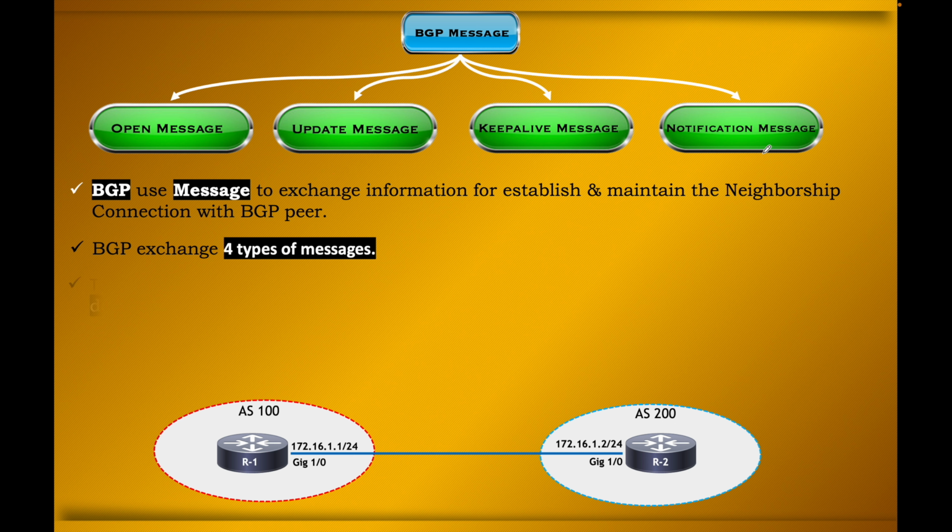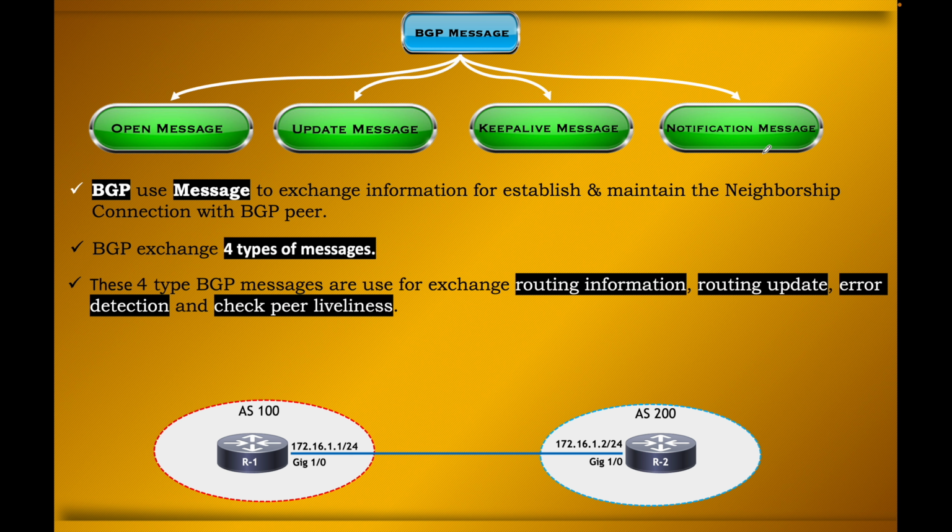Now these four types of message are used to exchange routing information, routing updates if there is any update or not, and they also help with error detection, if there is any error or not, right? And it also helps to check the peer liveliness. What is the peer liveliness? Whether this peer is alive or not, right?